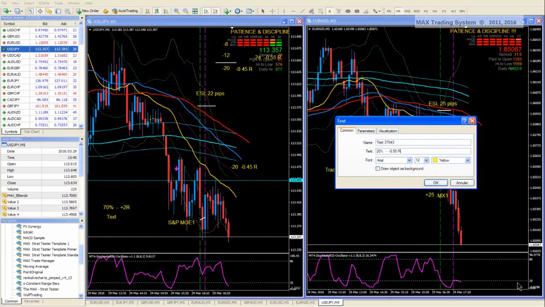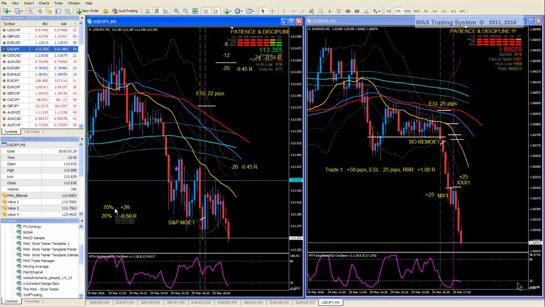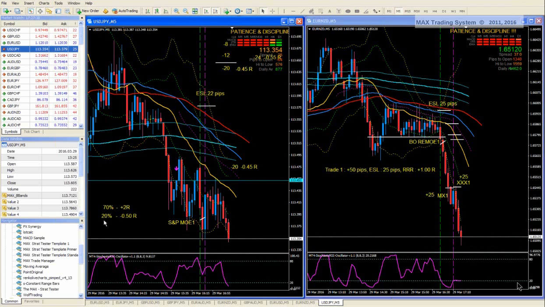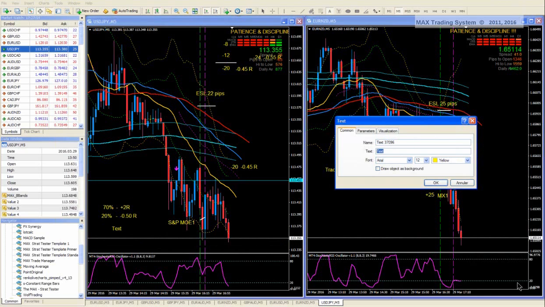That way, okay? So what is our expectancy? It is +2 times 70% minus half times 20%. So this means we have an expectation of 1.3. So our expectation, so the average result per trade is plus 1.3R.